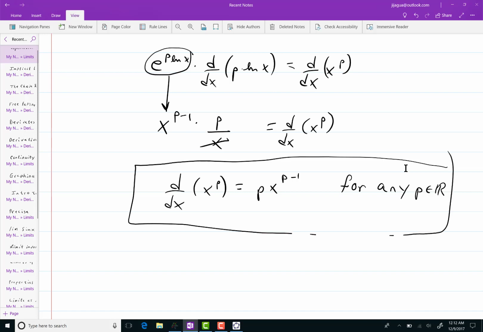Except p equals 0. I keep forgetting to write that little piece, but write it down yourself. Except p equals 0. Do not take that for p equals 0. If p equals 0, the function is just x to the 0, and we treat that as just being 1.